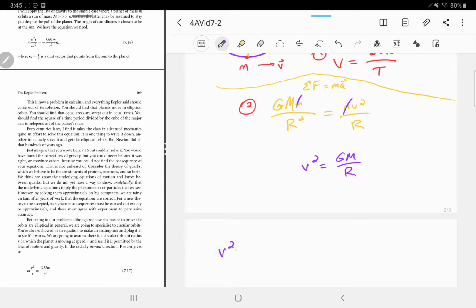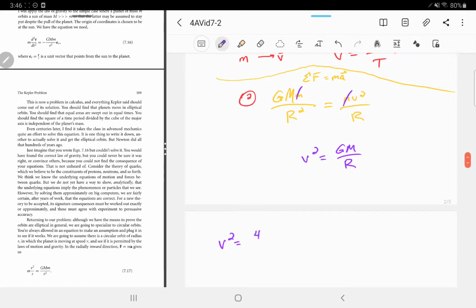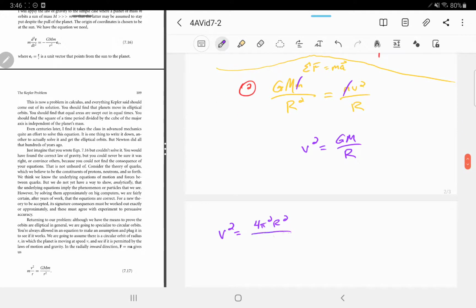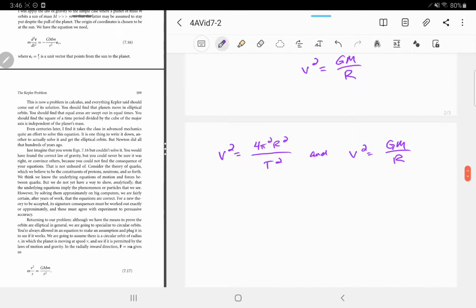So we have v squared is equal to, so I'm just looking at this whole thing and squaring both sides. v squared is equal to 4 pi squared r squared divided by t squared. And then it also equals, and we know v squared is GM over r. So remember, we don't want to involve the speed in our answer, so we're just going to set these things equal. So we have 4 pi squared r squared over t squared is GM over r.